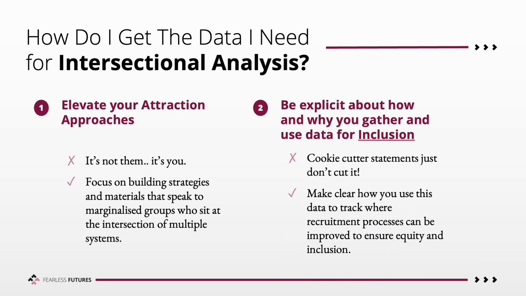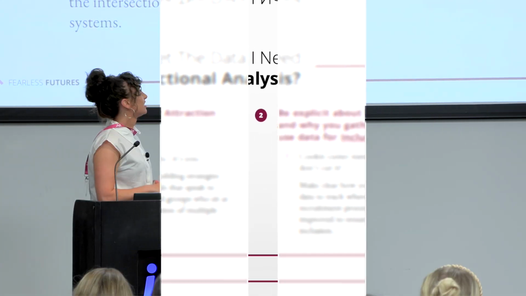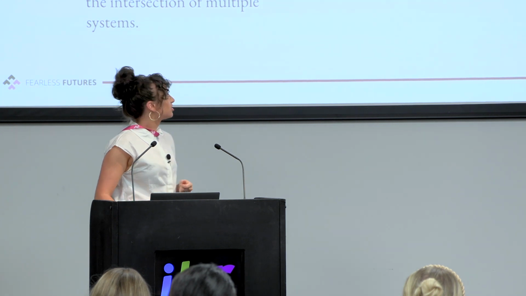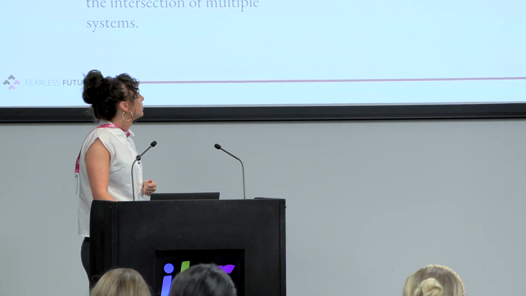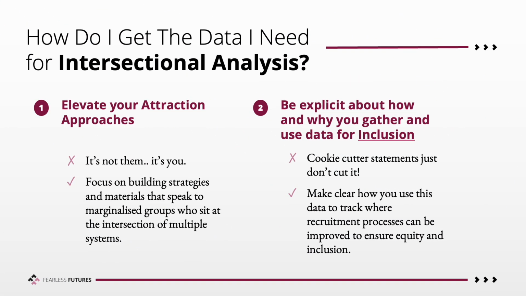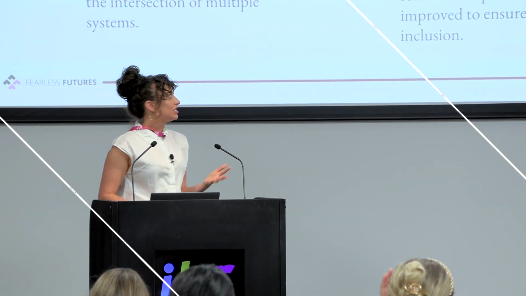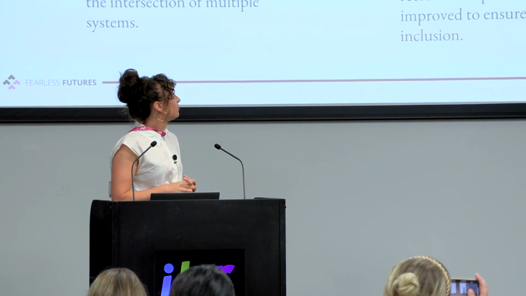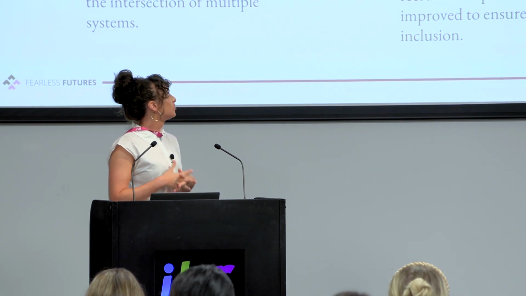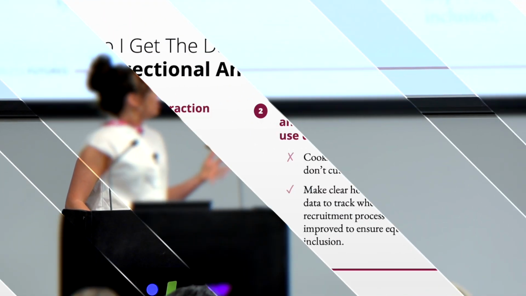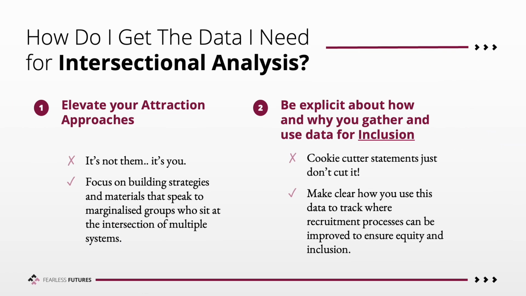Secondly, be explicit about how and why you gather and use data. Lots of speakers have already spoken about this. And so I'm just kind of echoing and adding on this point. It's really important that we start to go beyond the cookie cutter statements. Talking about using data for monitoring doesn't always leave a very positive taste for candidates. And so taking the time to really think about the language that you use and making it clear that not only why, but also how you use this data to track where recruitment processes can be improved and ensure equity and inclusion.